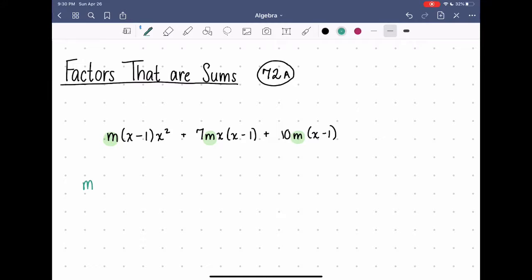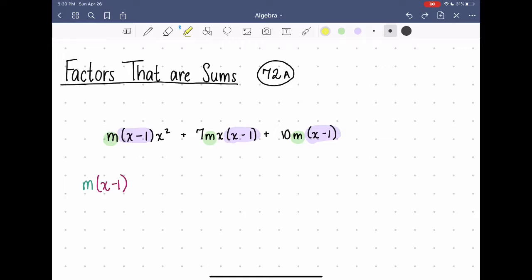Now let's see what other factors they all have in common. This one has an x minus 1, this one has an x minus 1, and this one has an x minus 1. So m times x minus 1 can actually be taken out of every single term. And let's look again. So this one has an x, this one has an x, but this one does not have another x. So I cannot take an x out of all of them. It has to happen in every single term.